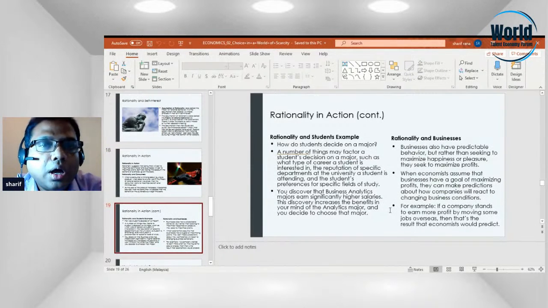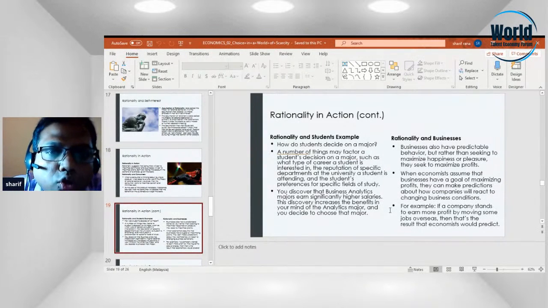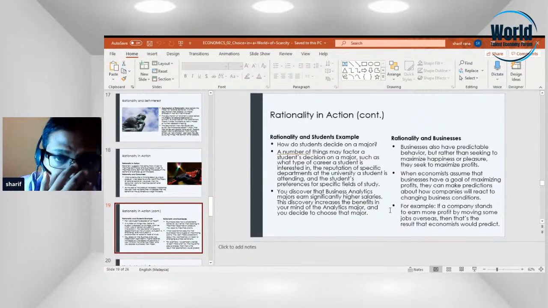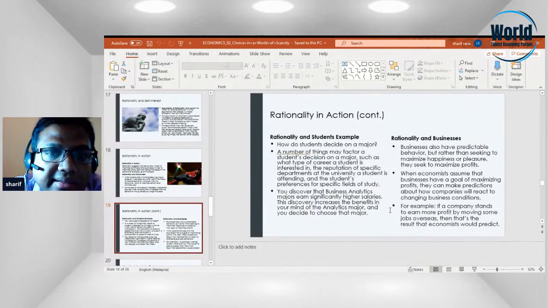Rationality in action. How do students decide on a major? A number of things may factor into a student's decision on a major, such as what type of career the student is interested in, the popularity of a specific department at the university the student is attending, and the student's preference for a specific field of study. You discover that the business analysis major earns significantly higher salaries. This discovery increases the benefit in your mind of the analysis major, and you decide to choose that major.